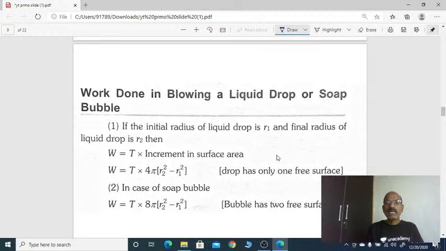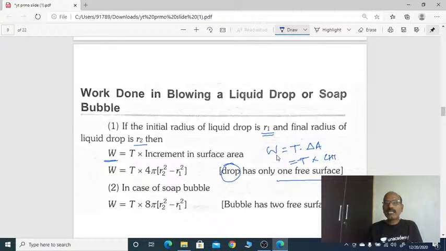So if the initial radius of the liquid drop is R1 and the final radius of the liquid drop is R2, the work done equals surface tension into increase in surface area. The liquid has only one free surface. So work done equals surface tension into increase in surface area, and we know the shape of the drop.